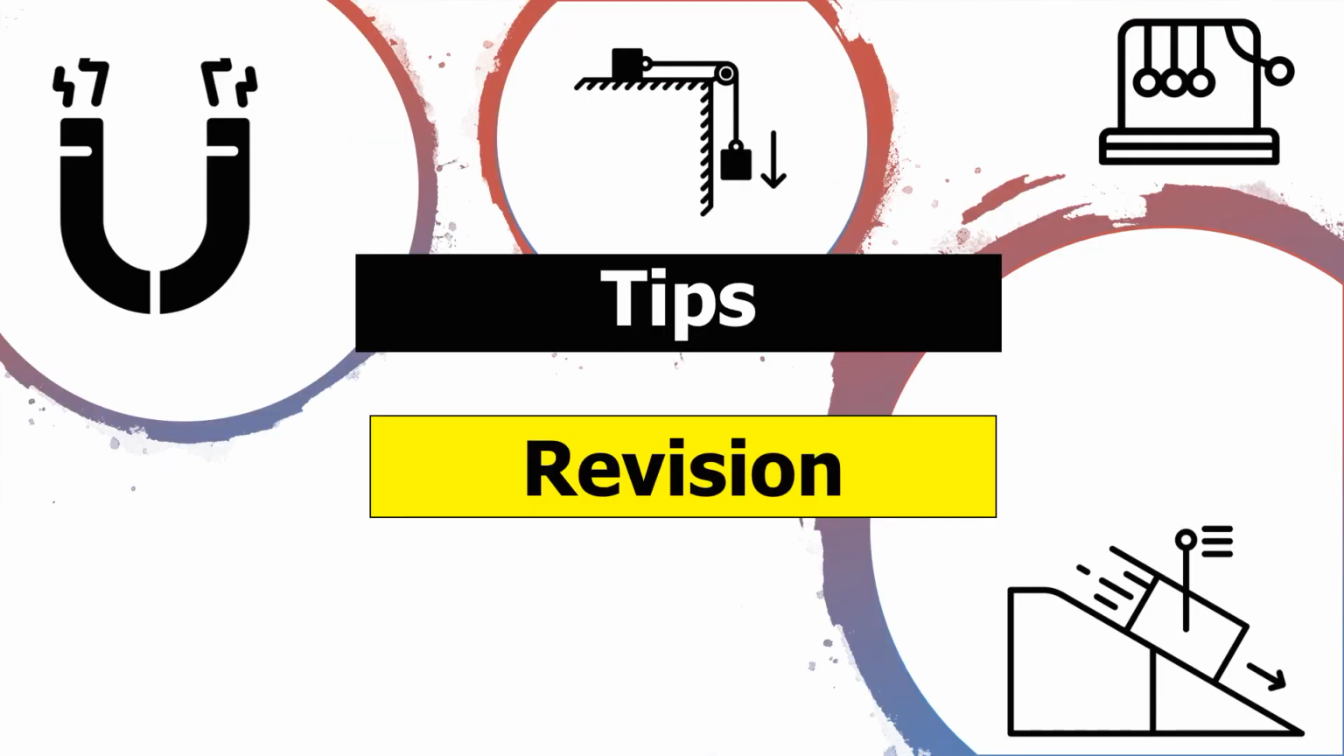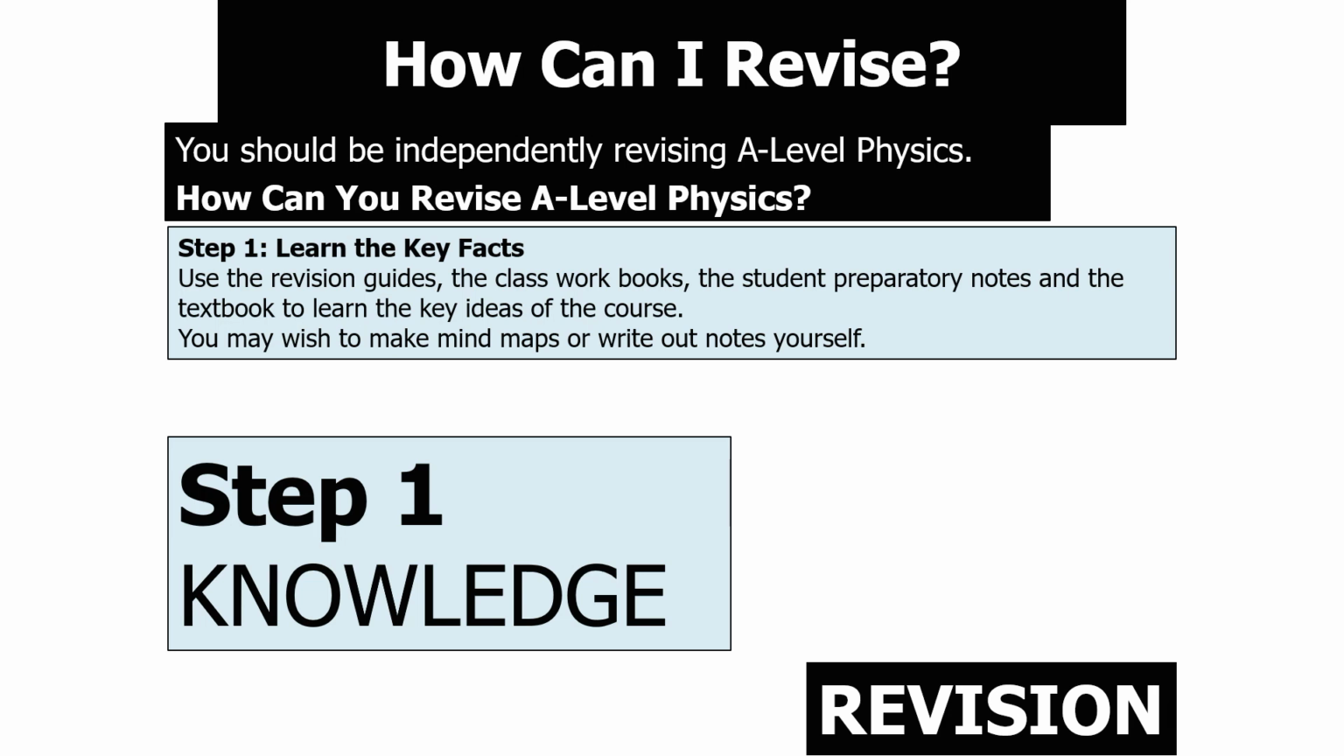Now, how should you be revising for your A-Level Physics examinations? Well, the first step is to learn the key facts, learn the knowledge. So use revision guides, class workbook, student preparation notes and the textbook to learn the key ideas of the course. You may wish to make mind maps or to write out notes yourself.